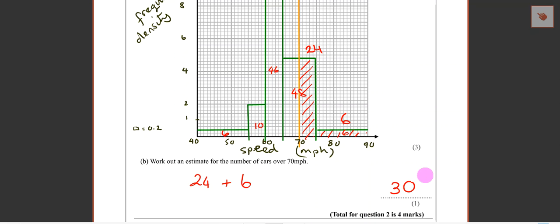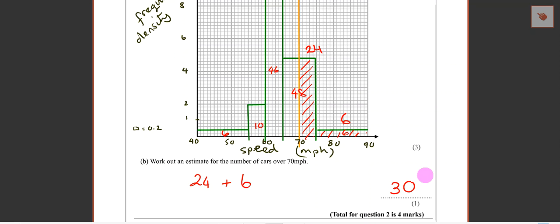Again, why is it an estimate? We don't know how many are. Good. You don't actually know. We have to assume that everything. They might, all of those 48 cars might be in the 65 to 70 range, therefore none of them in that group could be above 70. We just don't know, and we don't need to worry about it.